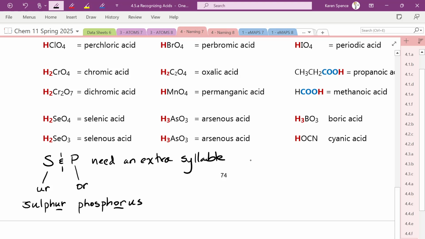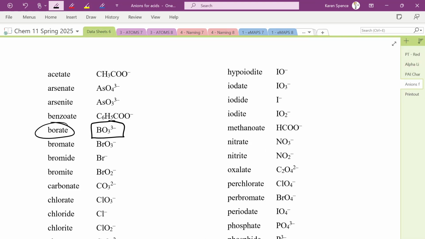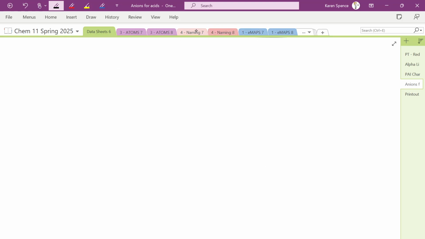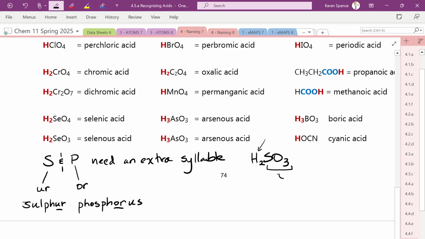So if we had, for example, H2SO3, we would say to ourselves, first of all, we have to recognize it's an acid. It needs its acid name. Then we look at our anion and ask what is the name of the SO3 anion? You can look on your data sheet, and it's in the S's. SO3 is sulfite.